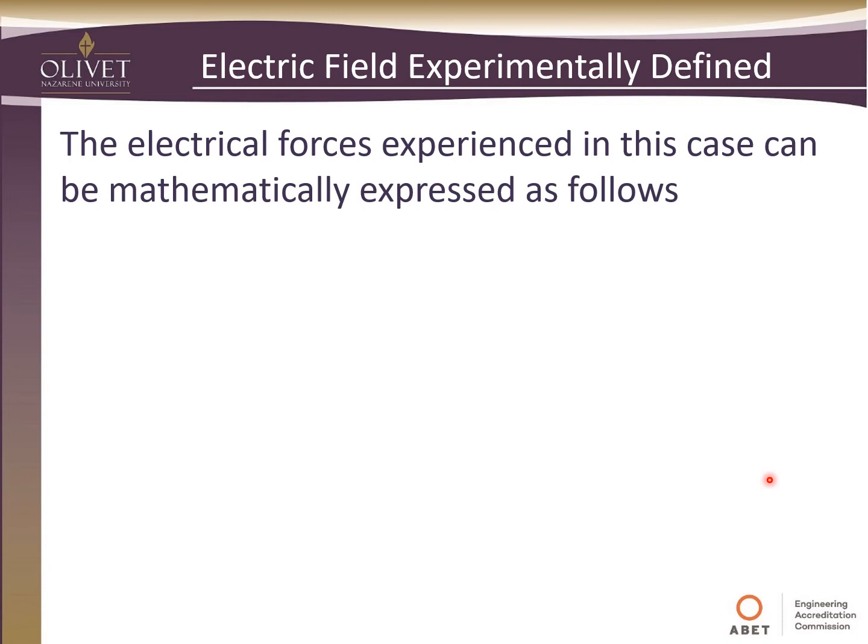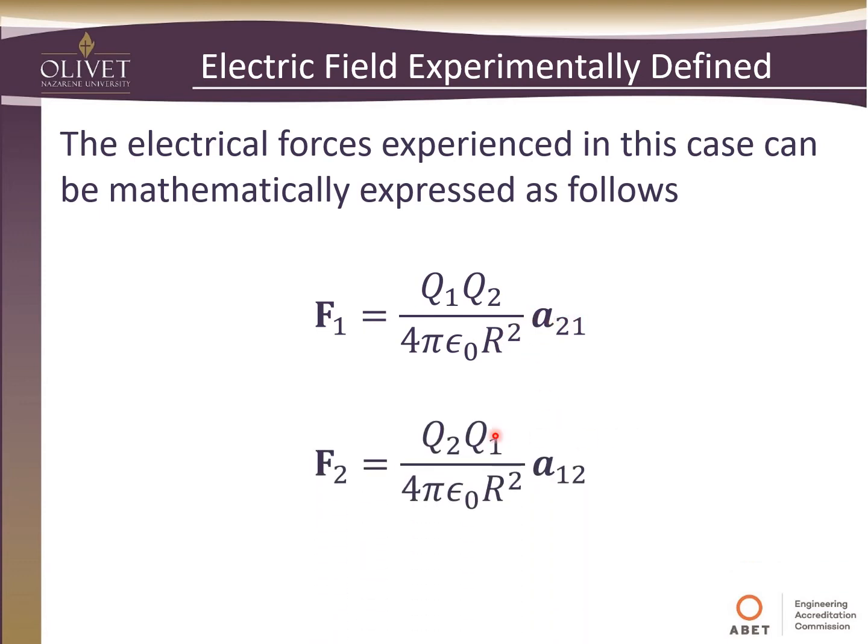So the electrical forces experienced in this case can be mathematically expressed as follows. Here we have F1, which is just equal to the product of the two charges divided by that proportionality constant we talked about, 1 over 4 pi epsilon naught, the square of the distance, and then that direction vector. Likewise, F2 is basically the same thing with the vector going in the opposite direction.